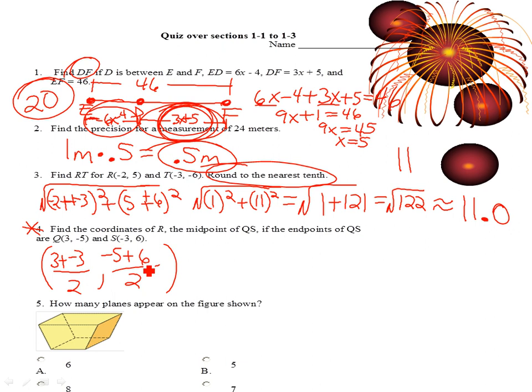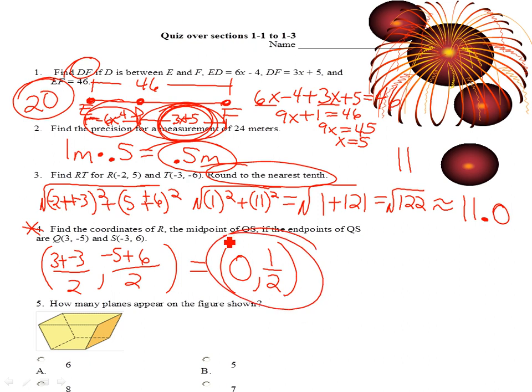What's 3 plus -3? 0. I'm going to go ahead and do this. What's 0 divided by 2? 0. So that's the x coordinate. What's -5 plus 6? 1. 1 divided by 2? 1/2 or 0.5. That's our midpoint.